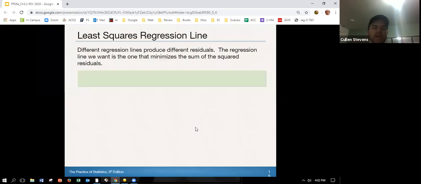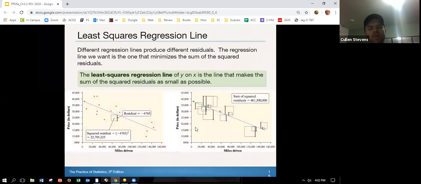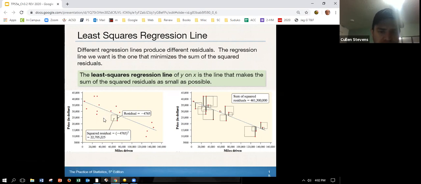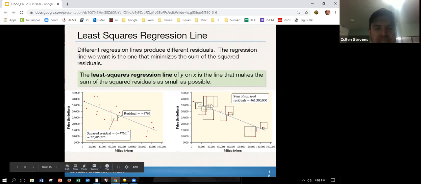So we have a least squares regression line. Different regression lines produce different residuals. For the regression line, we want one that minimizes the sum of the squared residuals. So kind of the idea here of a regression line is what's called a least squares regression line. I'll show you a picture over here, and then I'll show you a more dynamic model that moves around. So what we do is take all of these points that we have here and draw the residuals, a quick vertical line from the actual point to what's predicted. And then we square those.